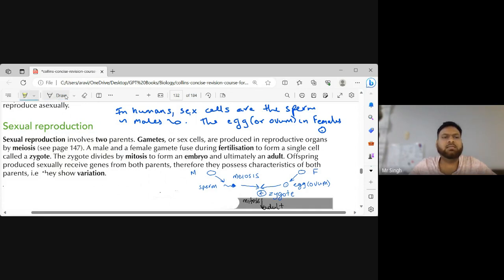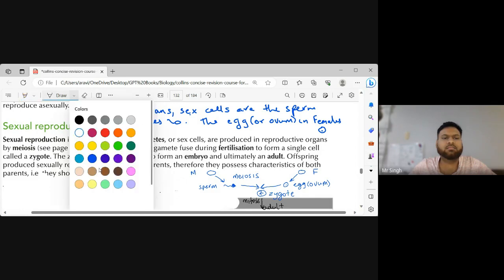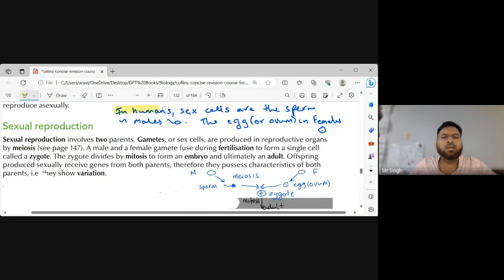So as we see here, in humans, sex cells are the sperm in males, right? I draw a little picture of a sperm here with a head and a tail. And the egg or ovum in females, and I draw a picture of a little egg here, right? So the sex cells are the sperm in males and the egg in females. And let's look at what we have for sexual reproduction.